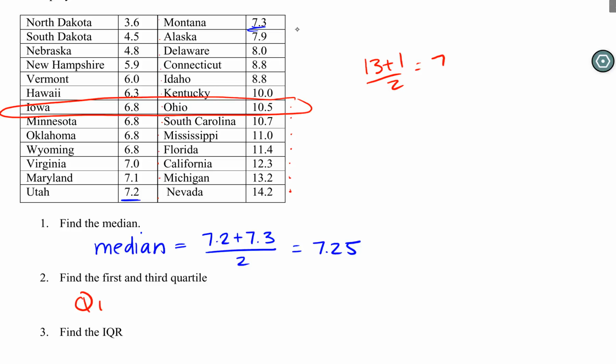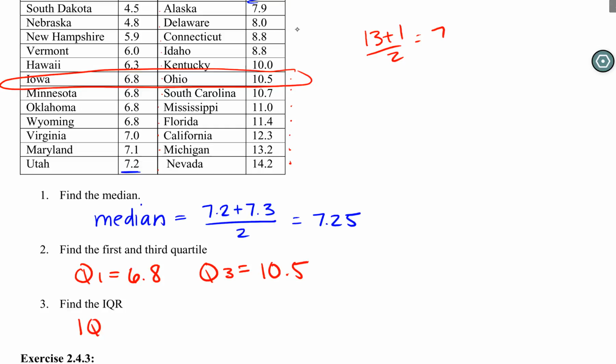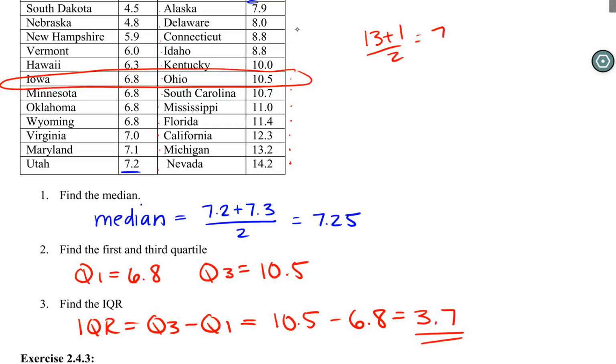So Q1 is Iowa at 6.8. Q3 is Ohio at 10.5. And then our last step here, it says, let's find our IQR, which is still Q3 minus Q1. I will write that out every time I do it, because it's just getting that sort of cemented in my head. That way on a test, if for some reason it's not on my note card, I know it.